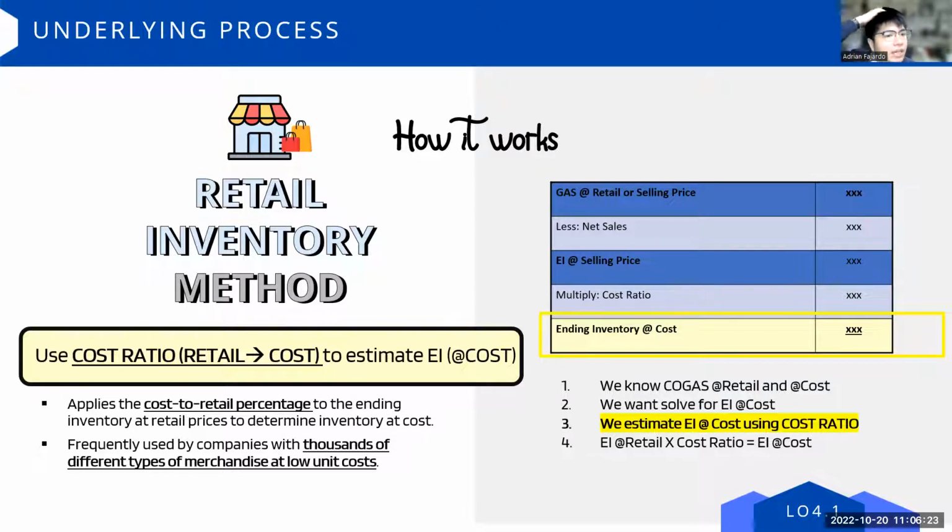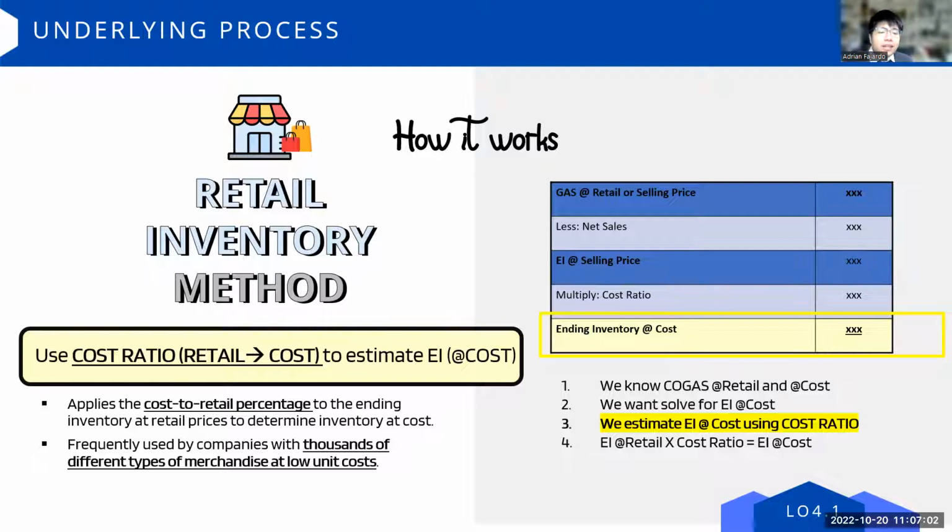Now sa retail inventory, ang mas alam mo is yung retail values. And therefore, ang alam mo is that you know the cost of goods available for sale at retail and at cost, but we want to solve for the ending inventory at cost. And therefore, what we do is we follow a cost ratio under the retail inventory method so that we can identify paano ba natin ita-transfer yung retail back to the cost in order to get our ending inventory at cost, right? So in essence, it's ending inventory at retail times cost ratio is equal to your ending inventory at cost.